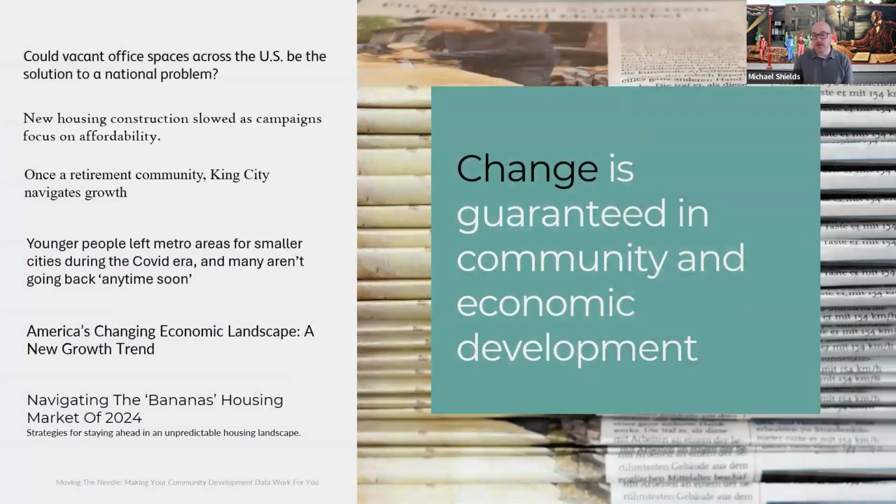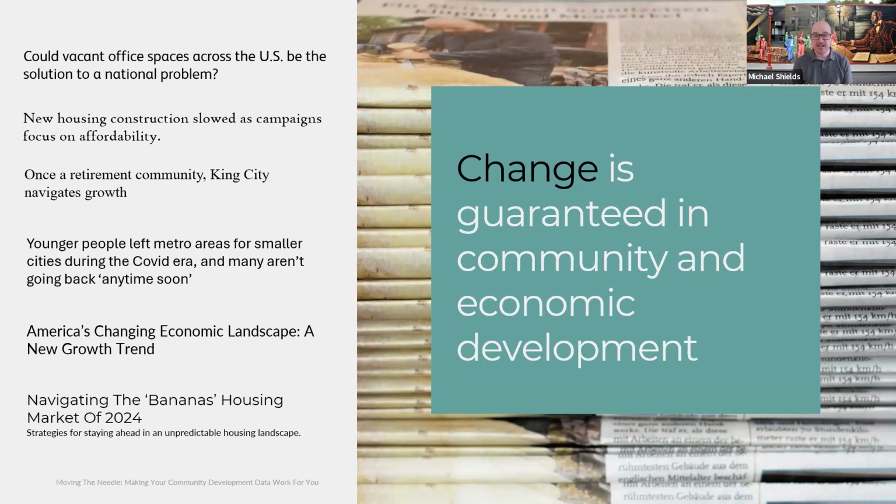All right. Starting off, I think one thing that we can all agree about with economic and community development is that change is the only guarantee here. Change is the constant. And to highlight that, I pulled a series of headlines from various periodicals out there, commenting on the varying changes going on across economic and community development spheres right now. My favorite being the last one there, navigating the bananas housing market of 2024.